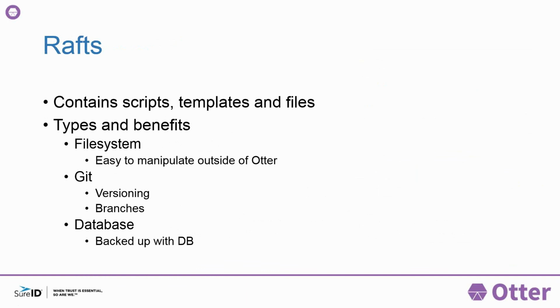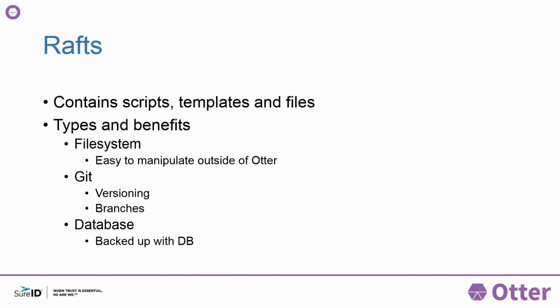And then Rafts, which I mentioned earlier, and they contain the scripts, the templates, and the files. And there's different types. Out of the box, you're going to be running on a database Raft, which is just stored in the SQL database that you're connected to with your Otter instance. By default, it's going to be a SQL Express database. Those are good because they're default, they're fast. They're also backed up with any database backup plan you would have, so that's handy.